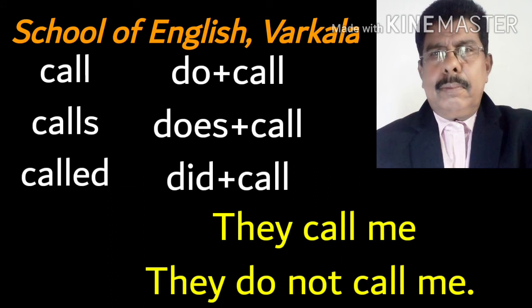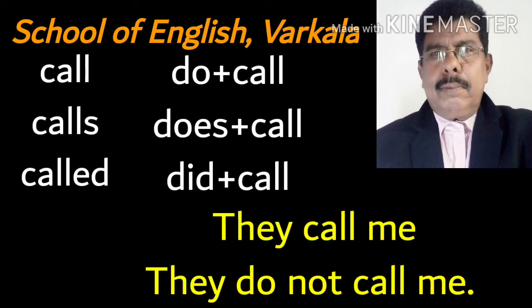Look at another set of verbs. Call, calls, called. Call, do plus call. Calls, does plus call. Called, did plus call. Now look at the sentence. They call me. And how can we make it negative?